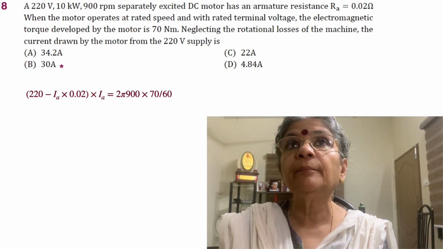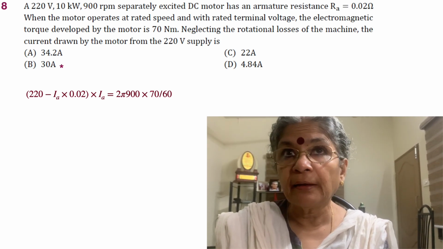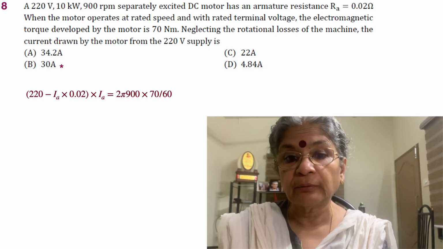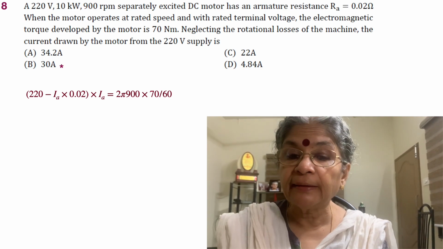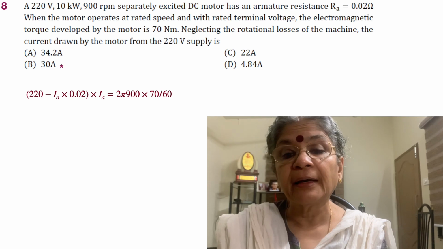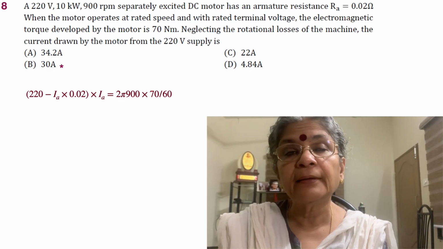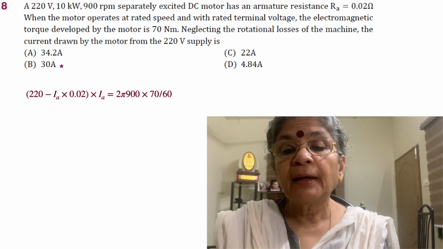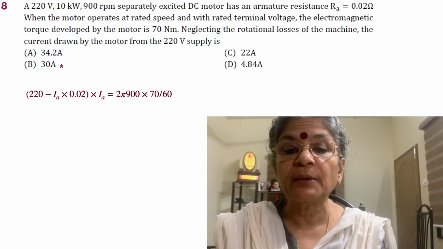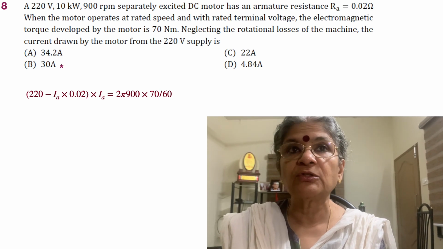We know that EB into IA is equal to 2 pi NT. Okay, so we have 220 minus IA into, we don't know the current, and that's what we're supposed to calculate. So 220 minus IA into 0.02, that's the given armature resistance, multiplied by IA is equal to 2 pi. Okay, and then N is given as equal to 900 RPM, T is given as equal to 70 divided by 60. Okay, so the only unknown happens to be IA, and it's a quadratic. Okay, of course you can solve for it.